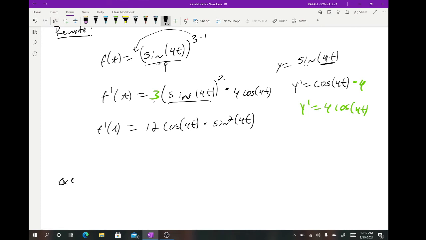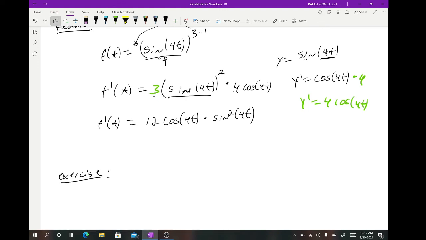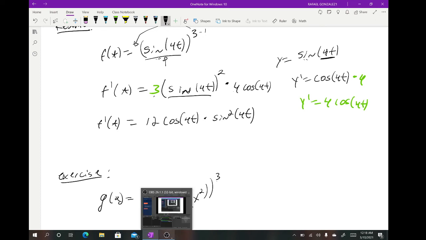I'll give you one problem as an exercise in case you want to try this before you do the homework. Let's say g of x is equal to cosine of 8x squared, the whole thing cubed. Okay, it shouldn't be too challenging. It follows the same steps. You're going to do the power rule, bring the 3 to the front, minus 1 of it. You're going to take the derivative of the inside, but that inside is also going to require you to use a chain rule. And that is it for this part of the video.